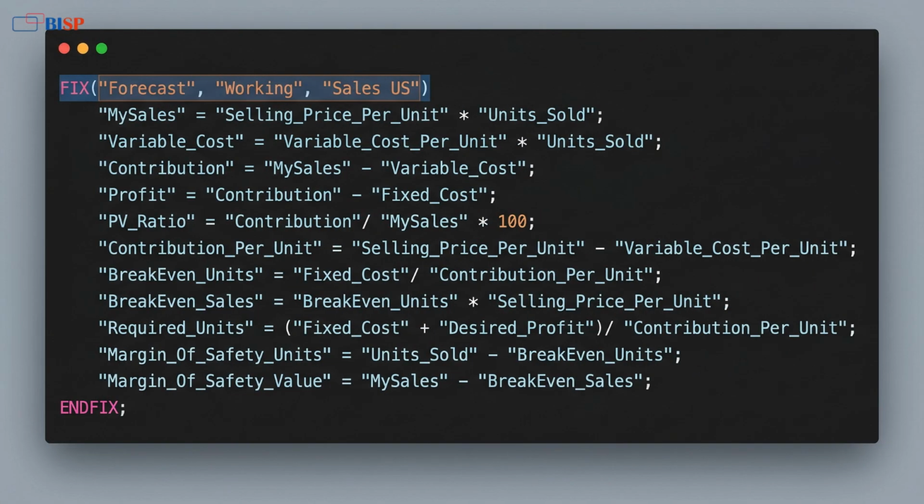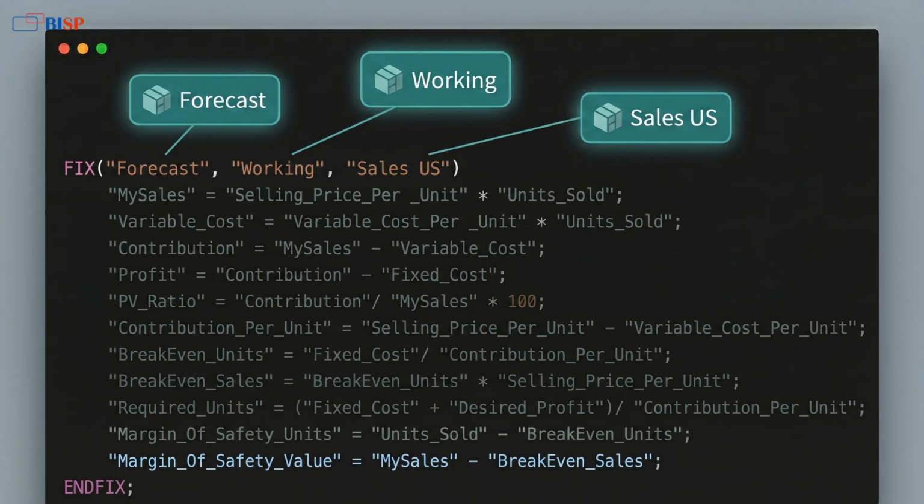Here is the complete calc script. Let's walk through every line. We open with the fixed statement. This scopes the calculation to 3 specific dimension members: forecast scenario, working version, and sales US entity.